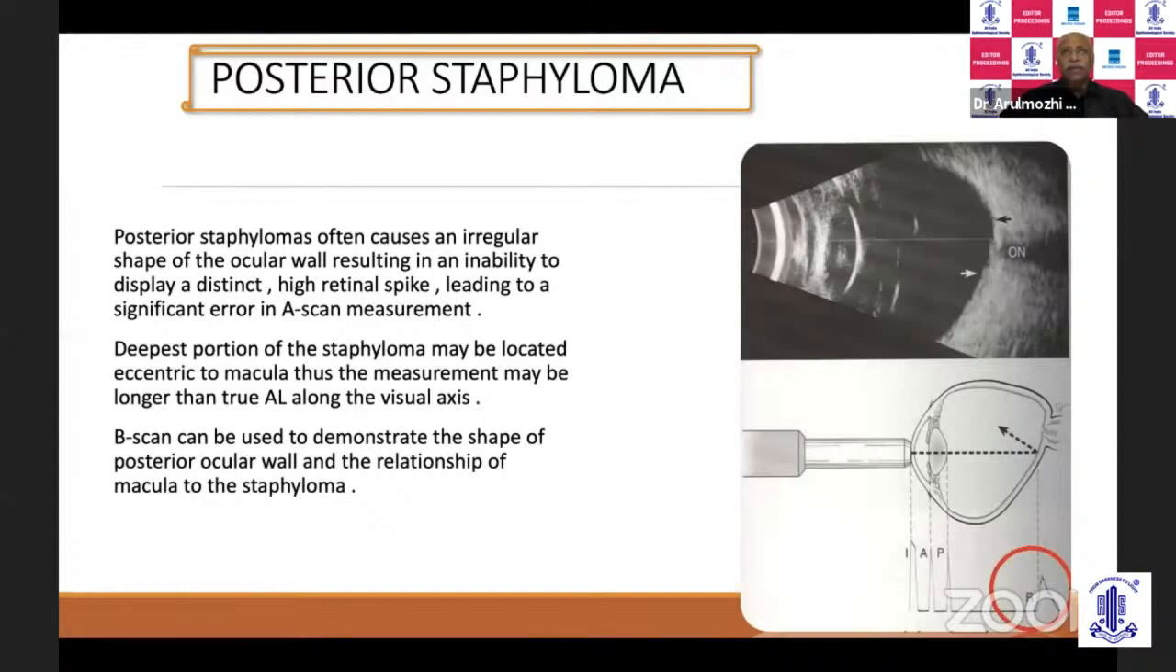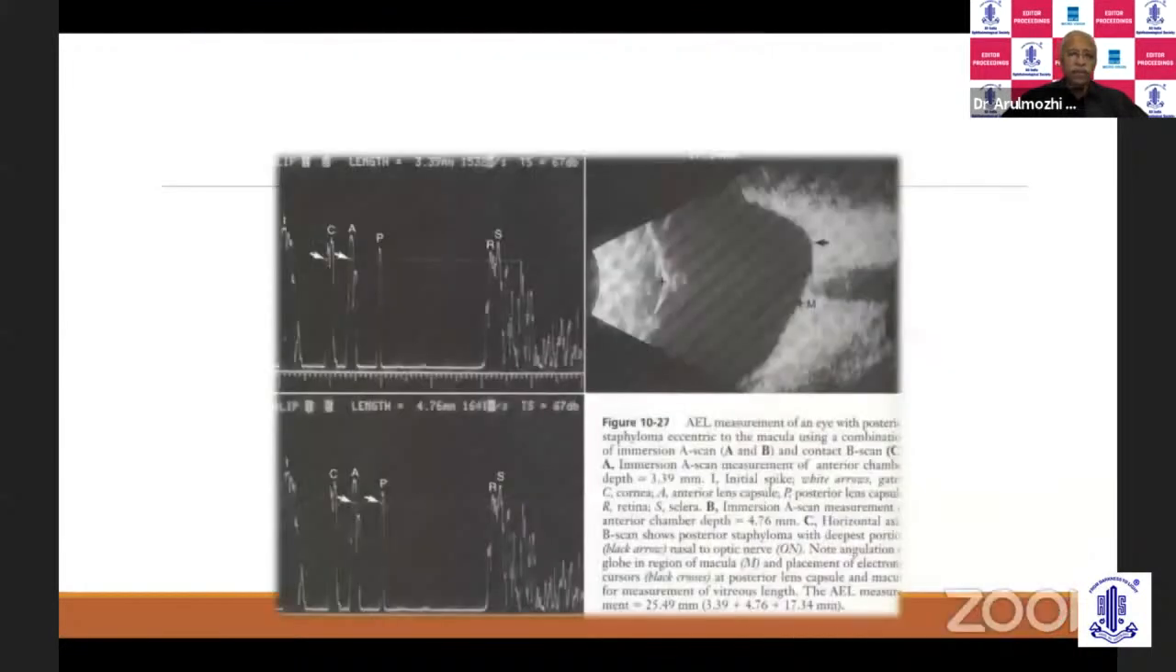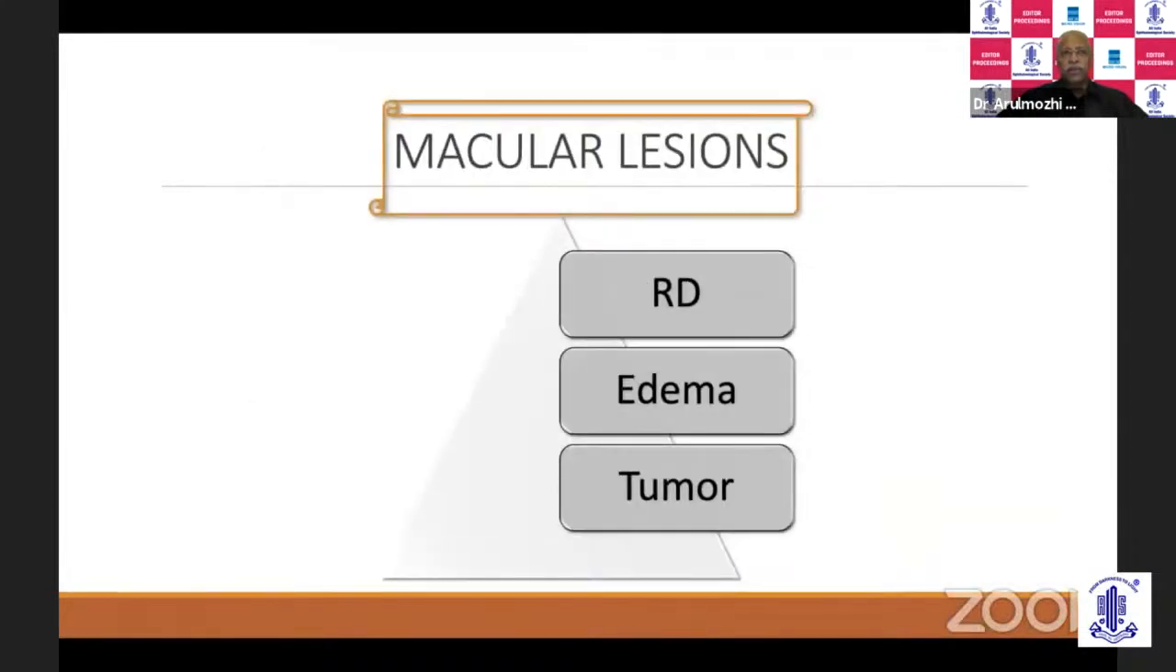Especially in staphylomas, you're not sure whether the macula is at the depth of the staphyloma, or on the slope of the staphyloma, or at the edge of the staphyloma. One thing that can help you would be to do an A plus B scan, and this can help you get more accurate results. In very short eyes, you have issues.